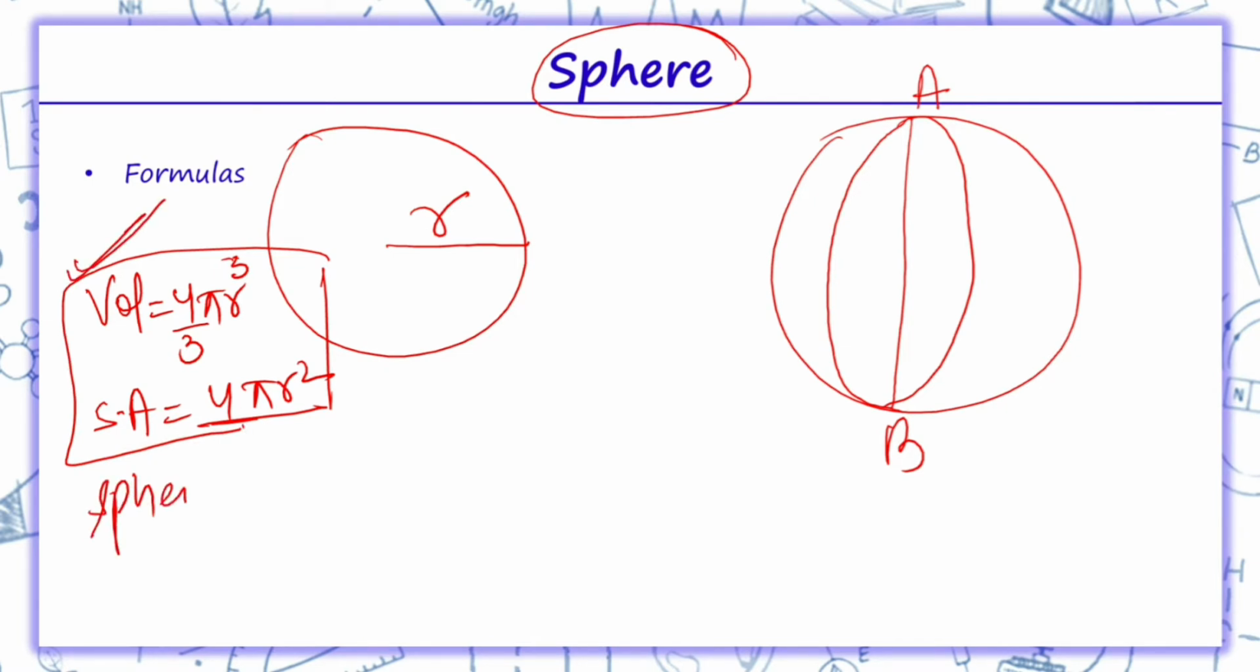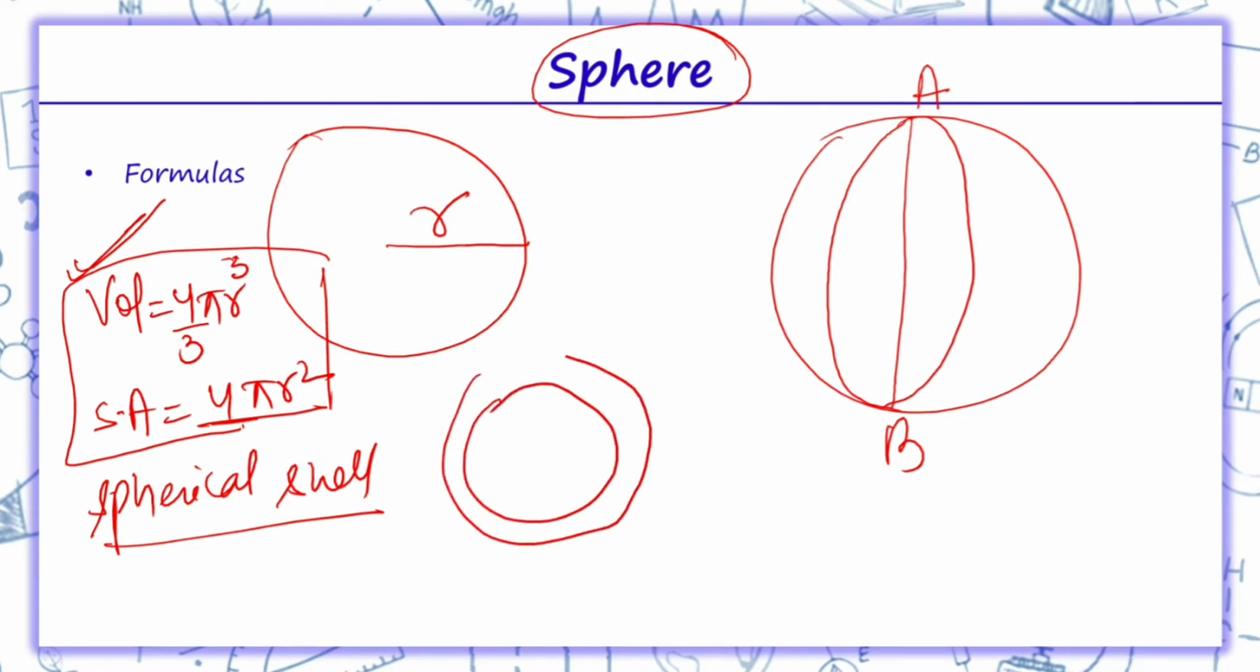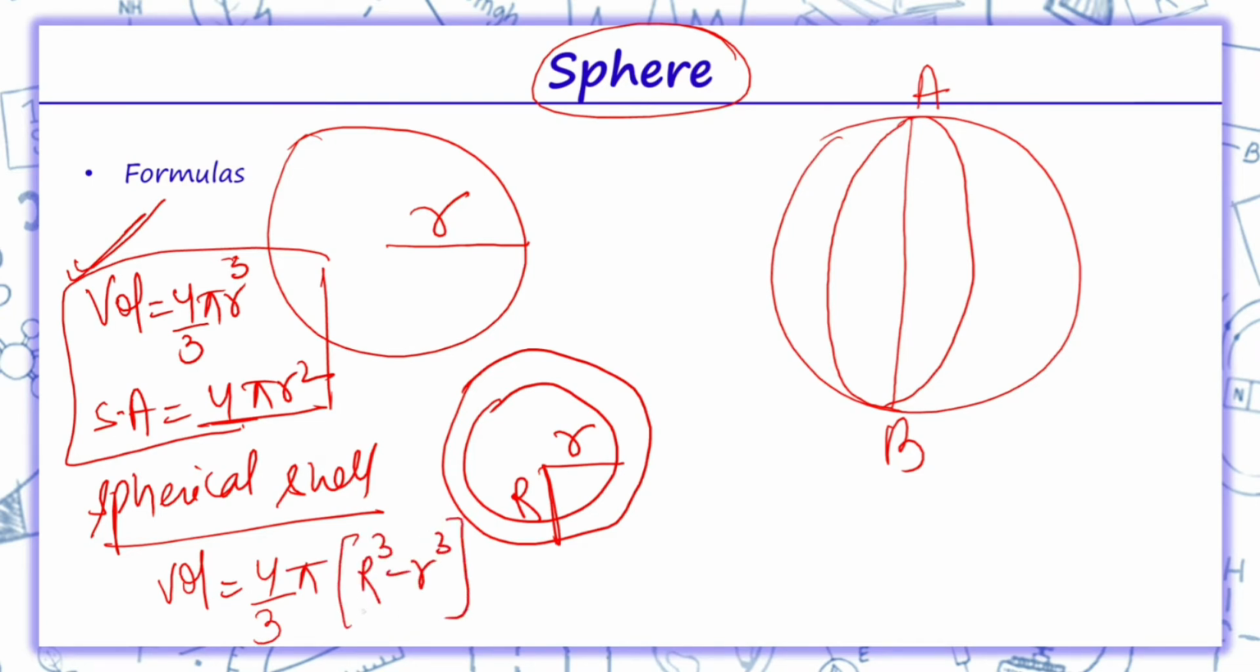We have spherical shell. Now what is this spherical shell? It is the solid which is enclosed between two concentric spheres. Like we have two concentric spheres. This one is radius r and the outer radius is capital R. So in a spherical shell its volume becomes 4 by 3 pi (R cube minus small r cube), that is external volume minus internal volume.